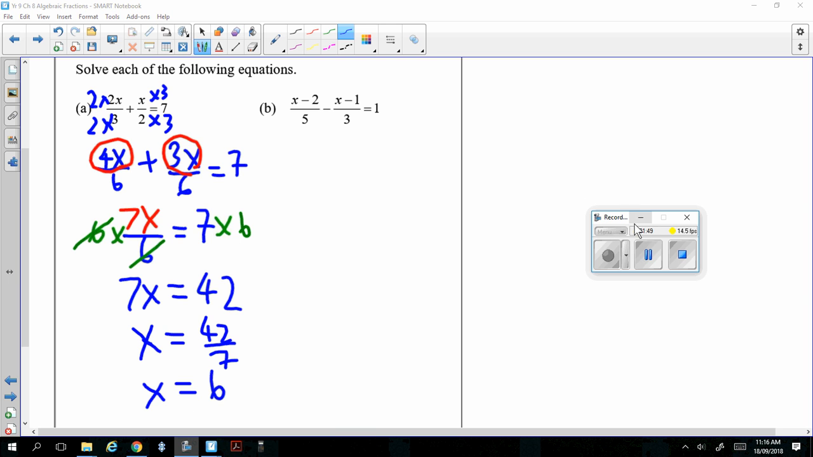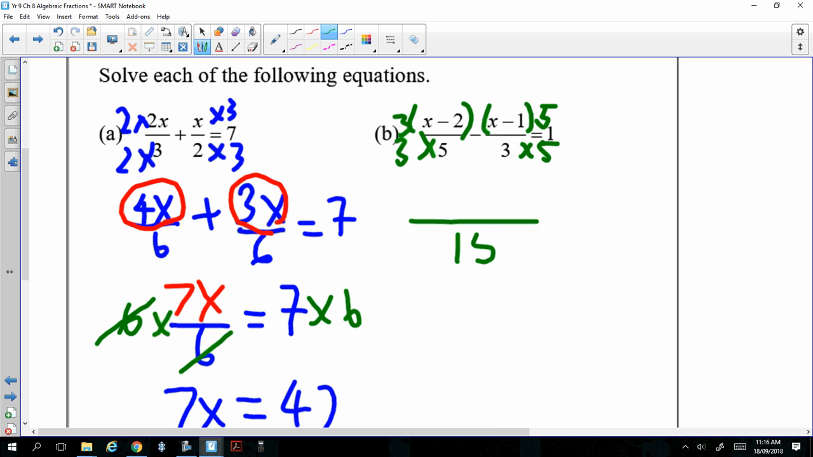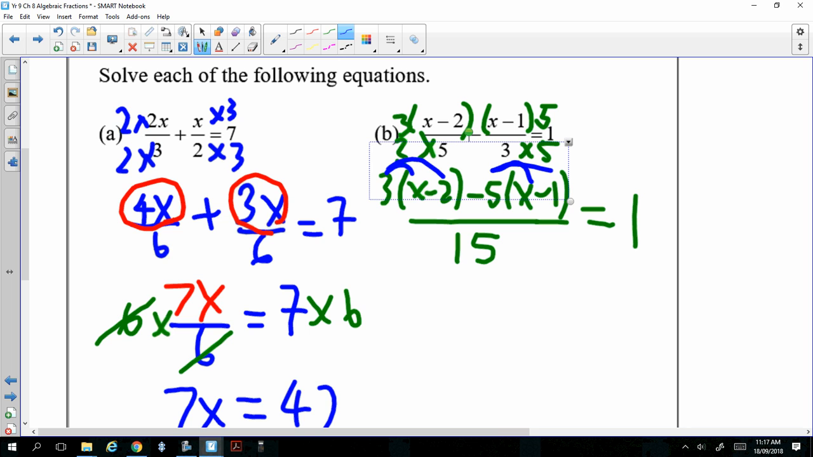If you don't know what the first step is, I'll get you started if you got stuck. So like before, make them the same denominator. Multiply by 3, put a bracket, multiply by 5, put a bracket. So you end up with 15 at the bottom, and then you write 3 bracket x minus 2, minus 5 bracket x minus 1, equals 1. Making the same denominator. And then you have to expand the brackets.